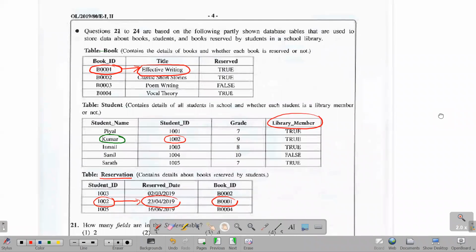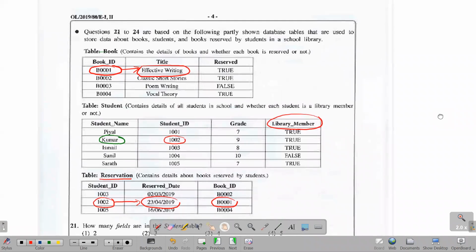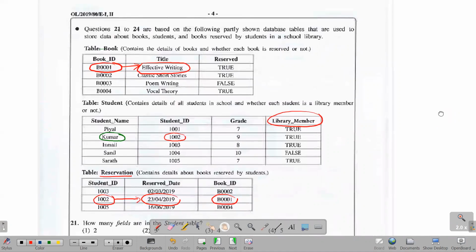Yeah, so the reservation. Since he's become a member, this should be updated. Reservation, this should be updated. Yeah, it's not quite right. Yes. No, it's my mistake.